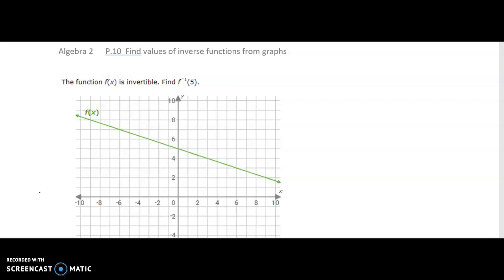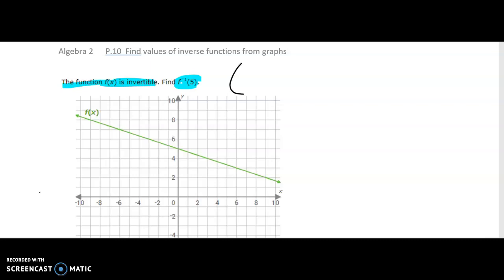P10 goes along with P9. If you thought P9 was easy, P10 is maybe just a tiny bit harder, but it's still the very same concept. It says that the function f of x is invertible, which means if you have x, y, then the inverse is y, x, and this is the inverse of 5.